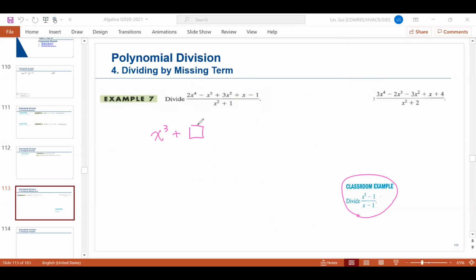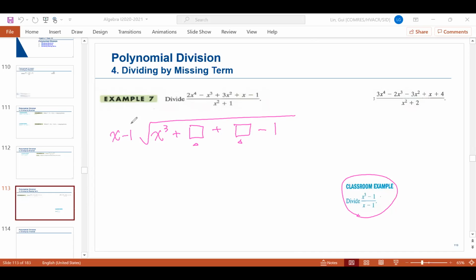The degree 2, degree 1, and degree 0. Actually, they miss 2 terms, right? What's the denominator? x minus 1. So it is degree 1 and degree 0. So it's okay. Let's not miss any term here. All right. So we can do the division.